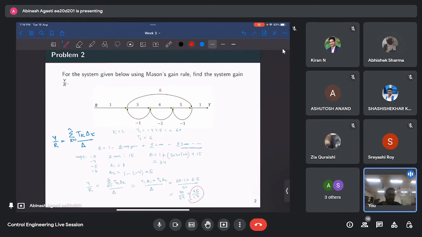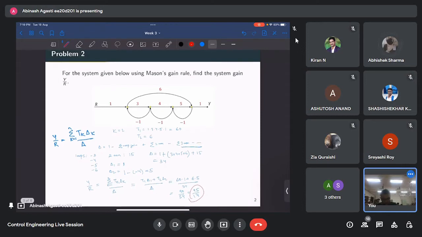Sir, when we take a forward path, do we remove the branch or the node to find delta 1 and delta 2? Sir, we remove the node itself. We remove the nodes. Basically they are removed from the graph. We only take whatever nodes remain and the branches between them. Okay.